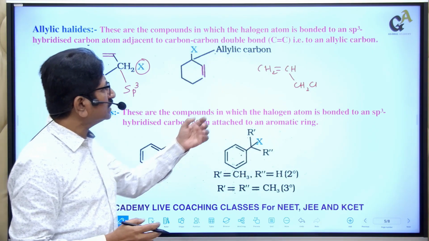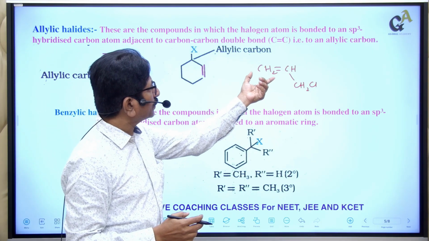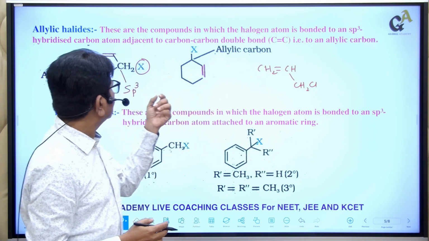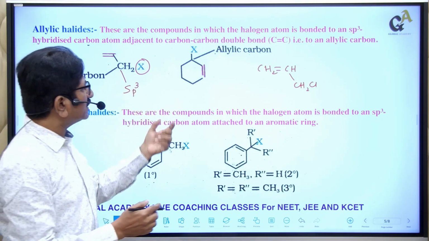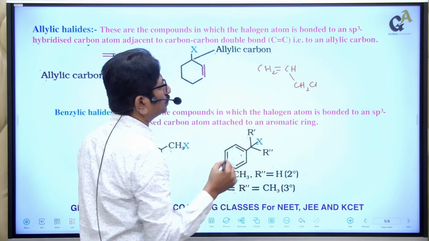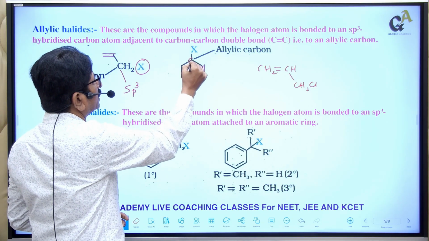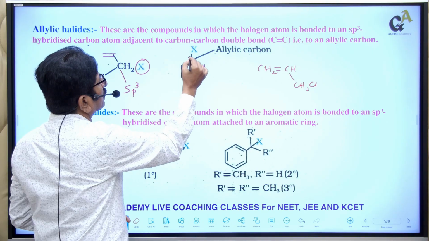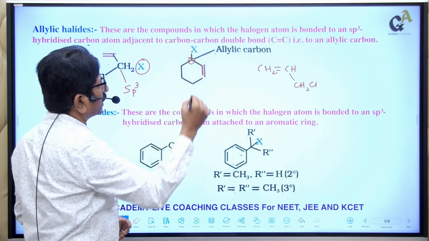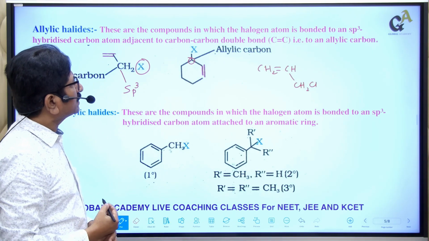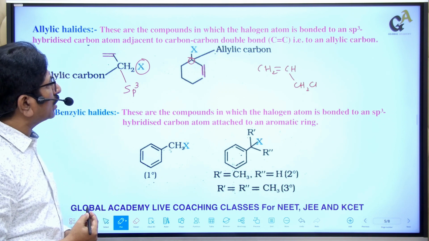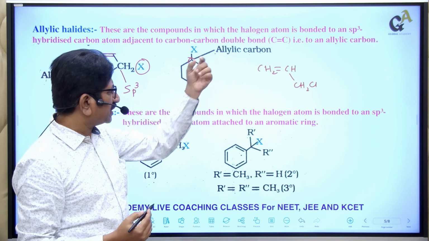This is a compound where you can see that this carbon is sp3 hybridized. Similarly, here also this is the carbon where the halogen is linked, which is sp3 hybridized, and they are called allylic carbons.